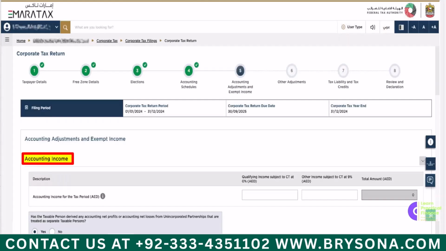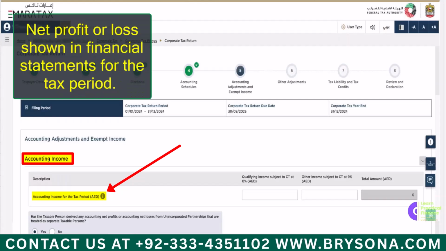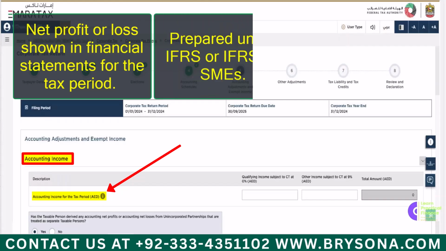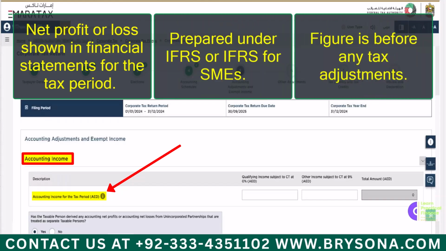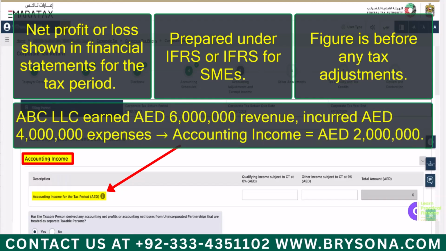In the accounting income section, there is a line item written as accounting income for the tax period. It is the net profit or loss shown in financial statements for the tax period prepared under IFRS or IFRS for SMEs. This figure is before any tax adjustments. For example, ABC LLC earned AED 6 million revenue and incurred AED 4 million expenses. Accounting income will be 2 million. This figure comes from audited financial statements before tax adjustments.